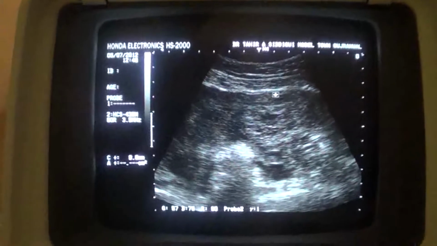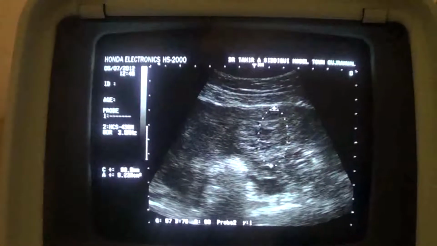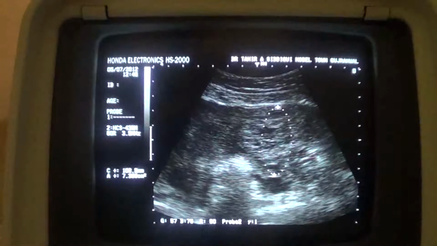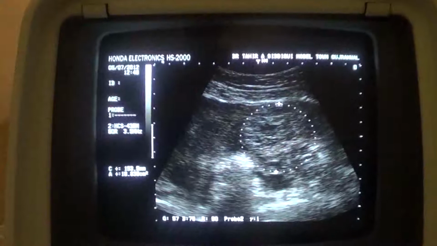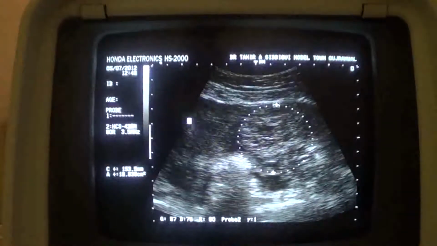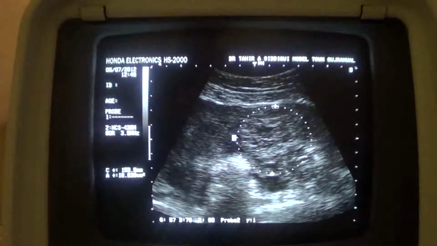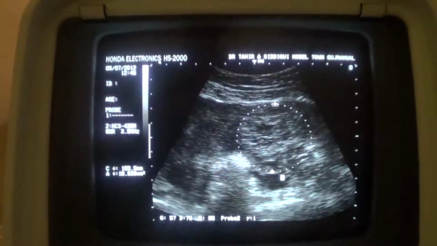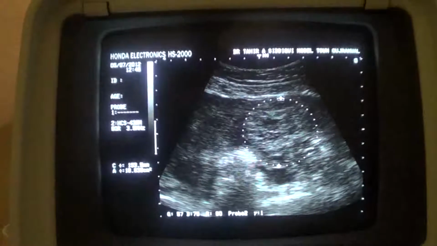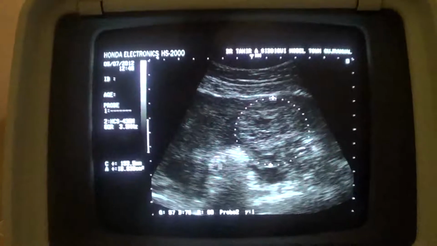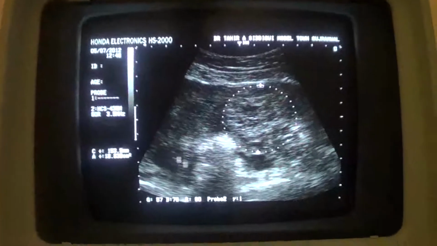A ruptured ectopic pregnancy in the left fallopian tube. Because you see, this is the uterus. This is a small amount of fluid with echo. This is the fluid with echo. Bowels, bowel with shadow. This is the fluid.